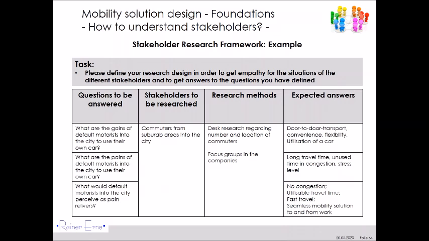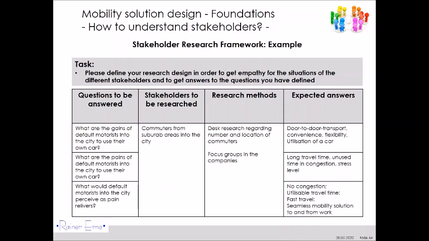And the third question points also in this direction. What would default motorists into the city perceive as pain relievers? This is just an example for sub-questions. The stakeholders you should focus on are default motorists that are commuters from suburban areas which commute into the city mostly for working reasons and who use by default their car.